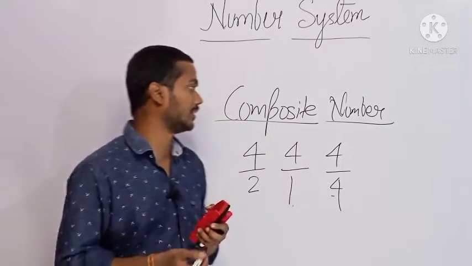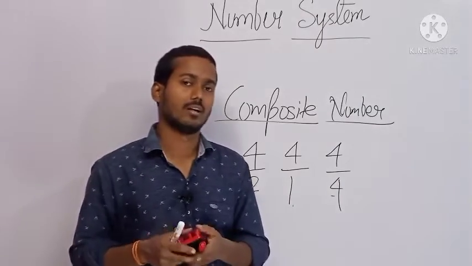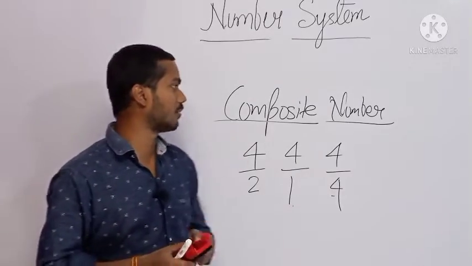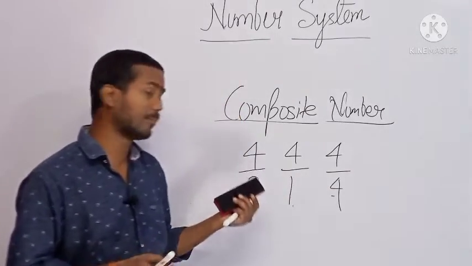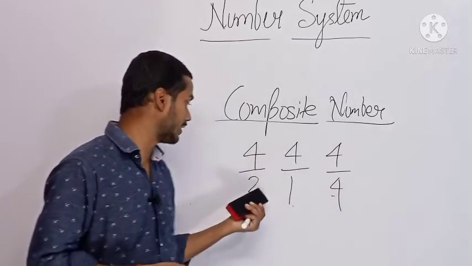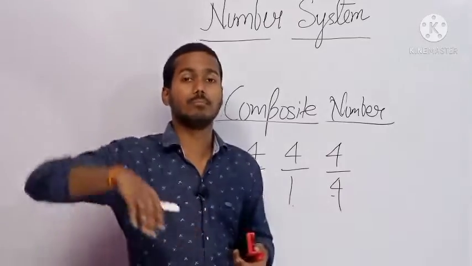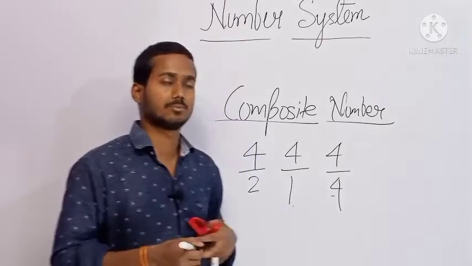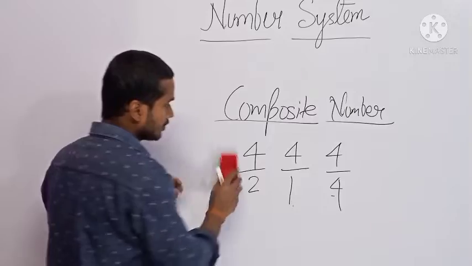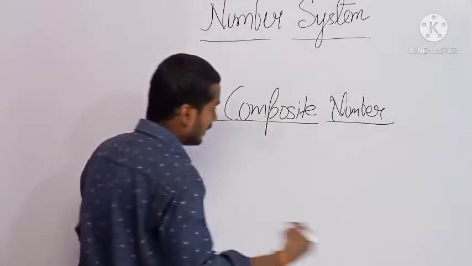In the case of prime numbers, there were only 2 factors, or the number was only divisible by itself and 1. But in the case of composite numbers, the number is divisible by itself, by 1 and by some other number. So 4 here is divisible by 2, right? So this number 4 has more than 2 factors. That's why these numbers are called composite numbers, right? So let's take another example. Let's check 6.